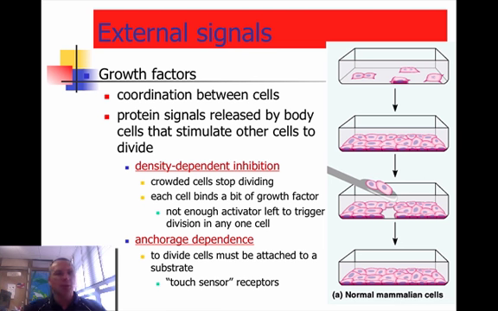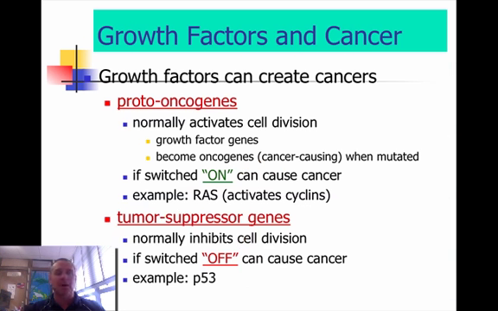There's also anchorage dependence. The cell actually has to be anchored to the substrate, a touch sensory mechanism, in order to go. Now, these are normal cells. Keep that in mind, because if something goes wrong, we could have what's called cancer. This is where proto-oncogenes come in: if a gene that activates cell division is mutated, it becomes an oncogene, which means it's cancer causing.